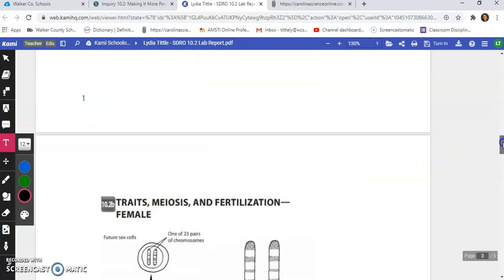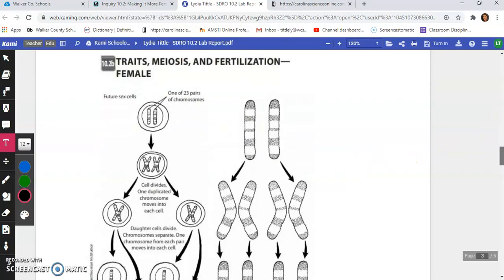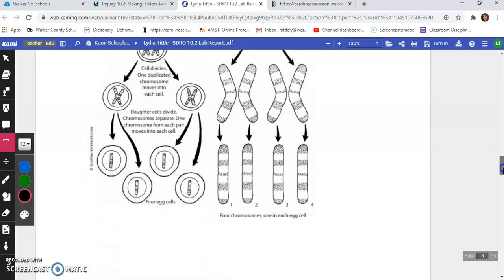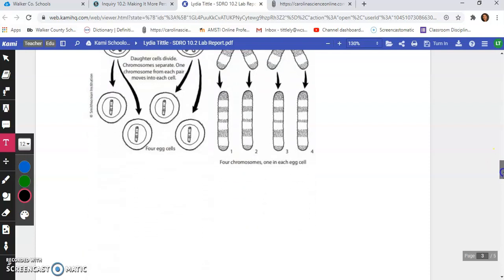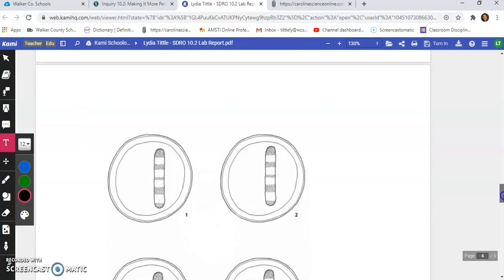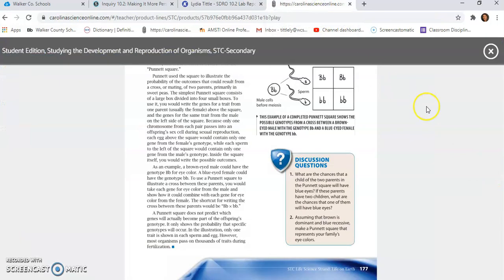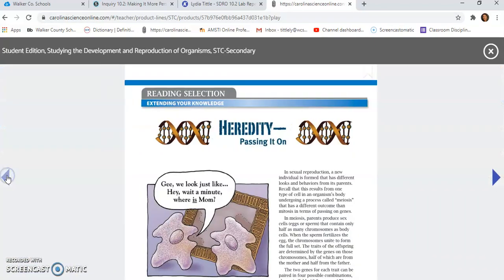Okay, if we keep on going, those of you at home would not have a partner from class to use traits from, so you can just use your traits again. Again, you would copy those traits onto the chromosomes and carry them down the page. Now, those of you at home will not have one of the spinners like we'll be using in class. I'm going to go to the textbook so I can show you what the spinner looks like.